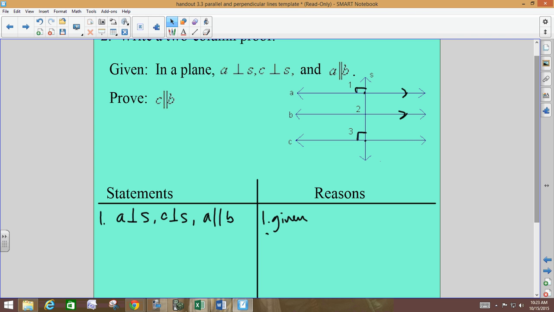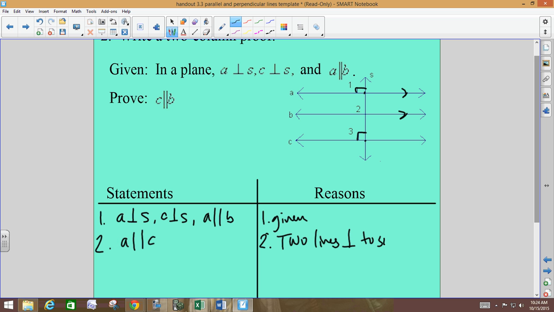Look at Theorem 310. What's Theorem 310 say? They're parallel to each other. Don't we use like L, M, and K instead of A, S, and C? Are you looking there? Because some of you are looking at me. 2 lines perpendicular to the same line are parallel. Since A and C are both perpendicular to the same line, we can say A is parallel to C. Reason? 2 lines perpendicular to same line are parallel.